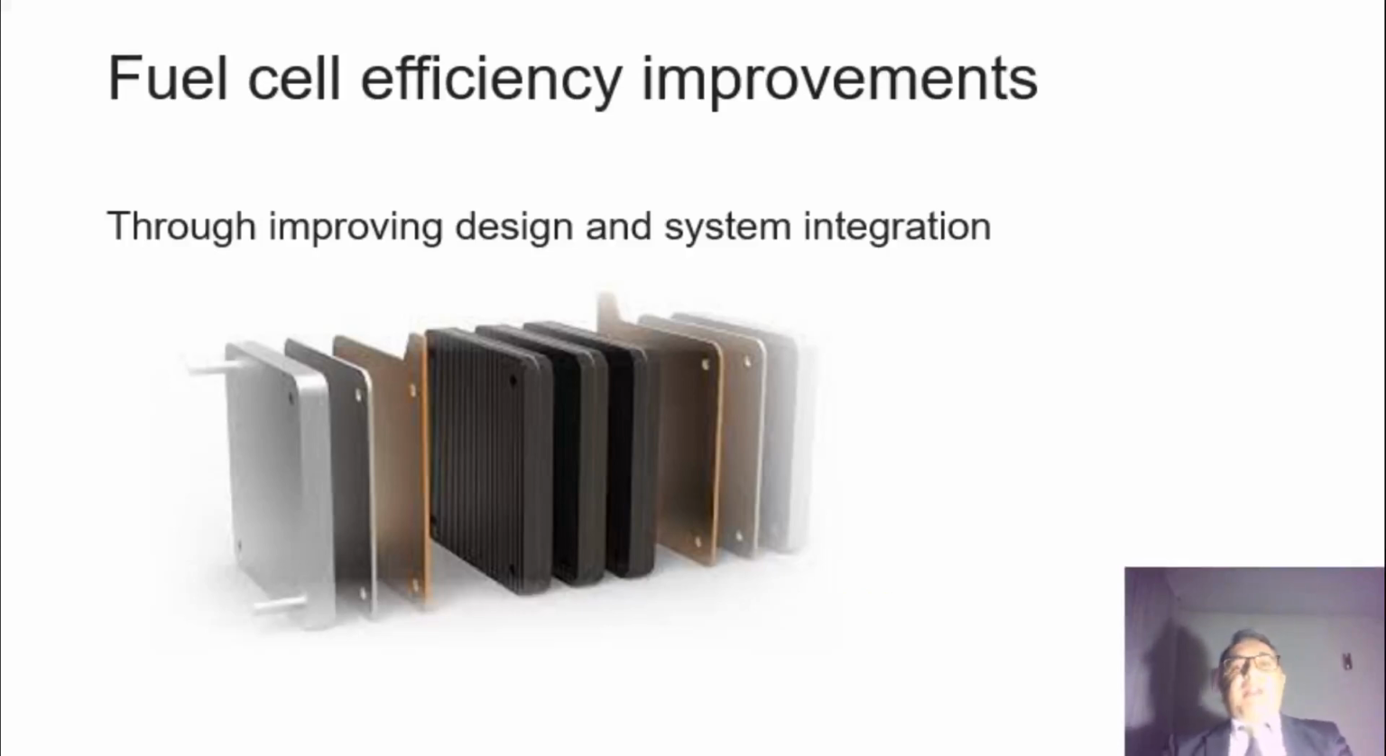Fuel cell efficiency improvements come really through the design and the system. You will see that the design can also improve the efficiency. It is very important that we have a different design. The design is very important, as well as the material selection.